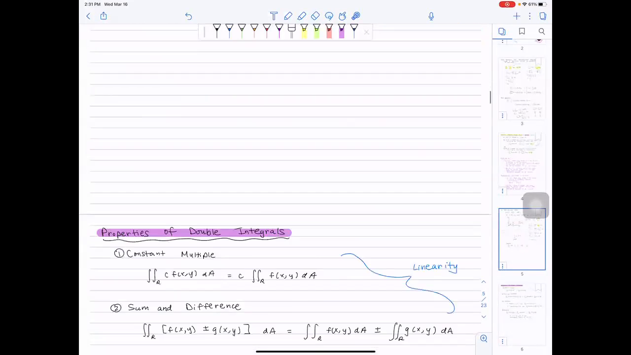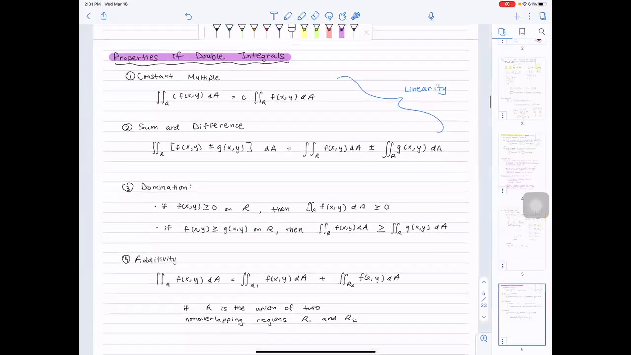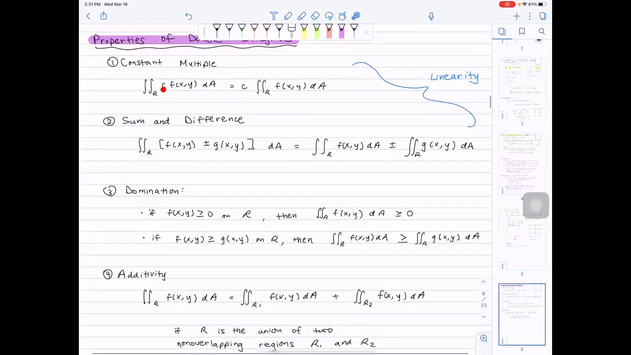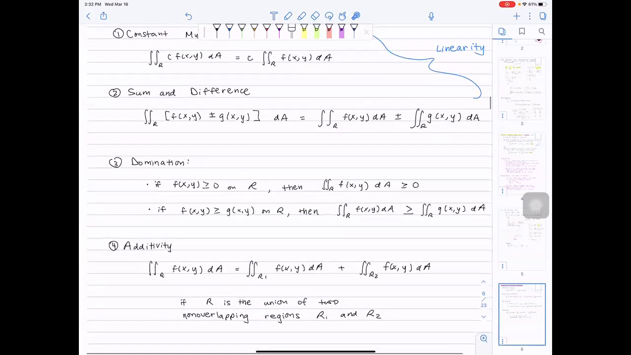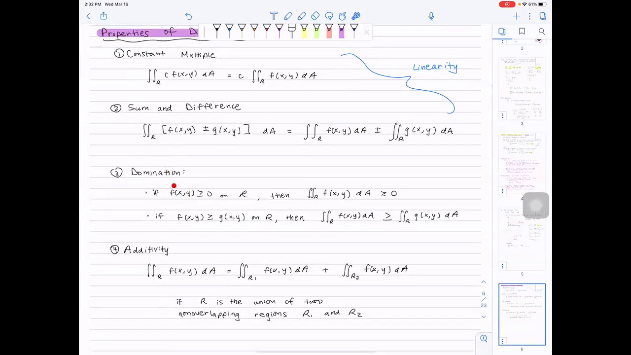Okay, a couple rules. Properties of double integrals, I'll just say these quickly. There's the constant multiple rule. Just like normal integration, if you have a constant c, you can take it out, so that perhaps makes integration easier. Also sum and difference: if you have the double integral of f plus g, you could separate that. You have domination, where if your function is always greater than or equal to 0, then that double integral will also be greater than or equal to 0.